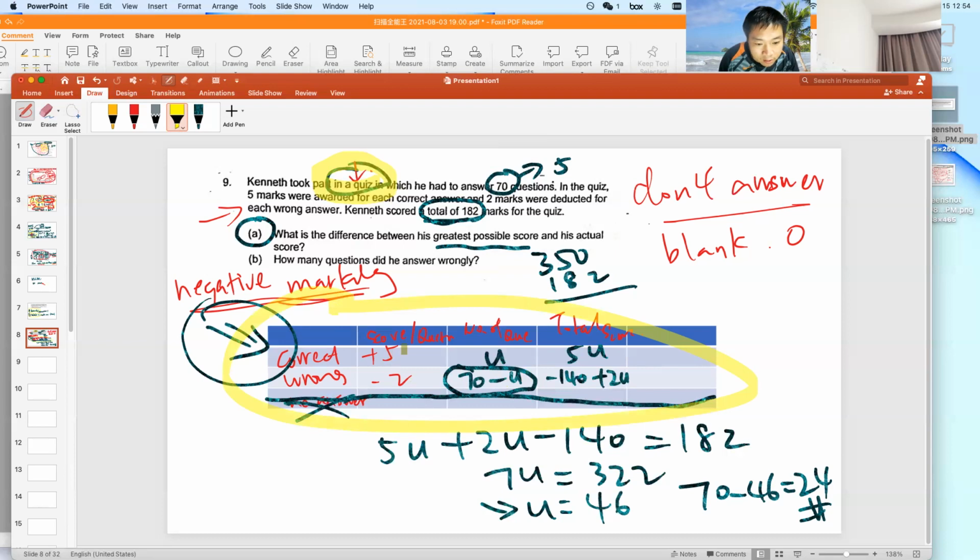That's the reason why I want you to use the table method, because when you have the table method, it's very clear after you have filled up the table. Then you just read the question: wrongly answered questions is here, so 70 minus u, so 70 minus 46. You will not stop at 46 here. A lot of students might stop at 46, but with this table, you will continue to find 70 minus 46, that's 24. For this kind of calculation, try not to use mental calculation. Use your calculator. All right? Next.